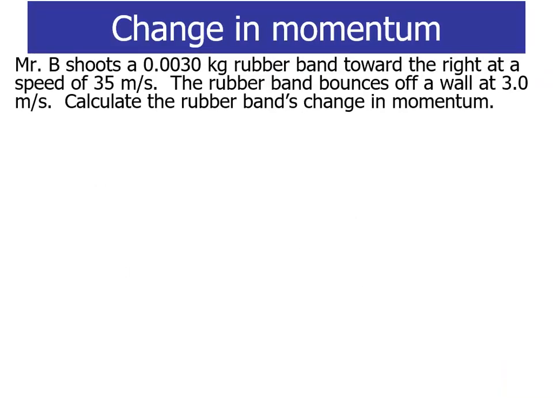What about a change in momentum? The change in momentum is where we're starting to realize, okay, there must be something else going on. So let's say I shoot a 0.003 kilogram rubber band, that is a 3 gram rubber band, toward the right at 35 meters per second. It bounces off a wall at 3 meters per second. Calculate the rubber band's change in momentum.